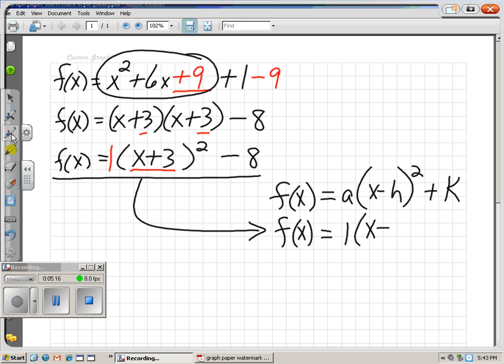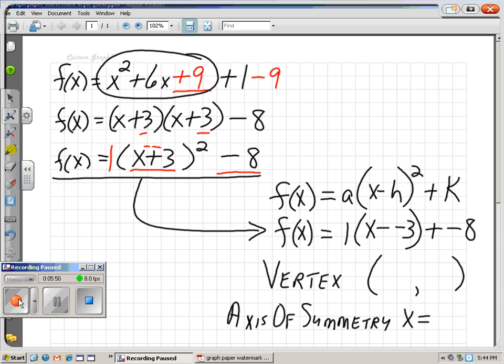But plus can be rewritten as minus a negative. So that's what I'm going to do. I'm going to change the plus to x minus negative 3 because that fits my standard form better. And then on the end, I need a plus k. What do I have? I have a minus 8. How can I write that as plus something? All I have to do is write plus negative 8, because plus negative 8 means the same thing as minus 8. So now I have my equation written in standard form and I can answer my questions.